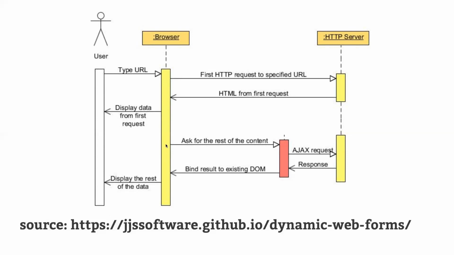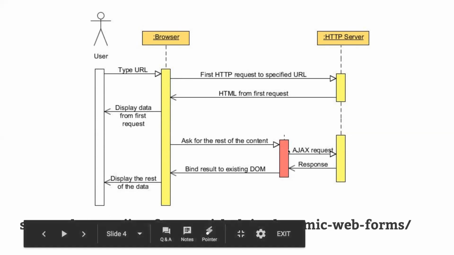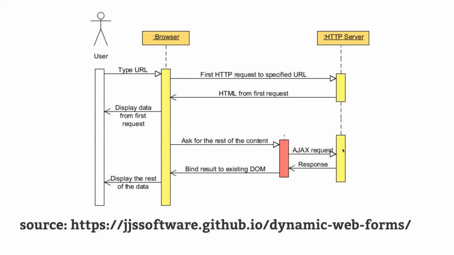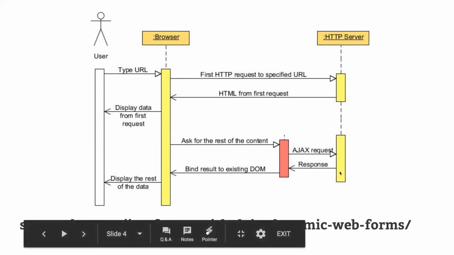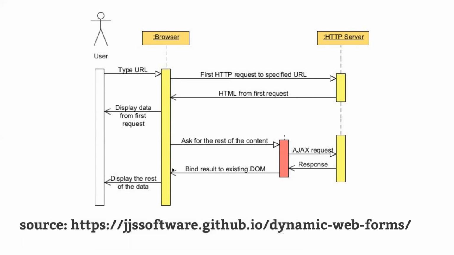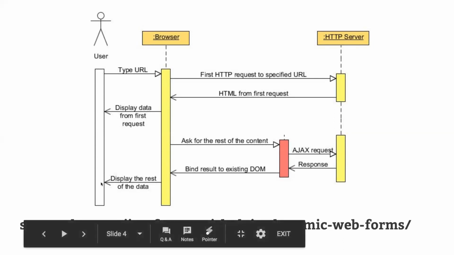And then this is sort of like the Ajax engine, where we're going to use fetch to make an Ajax request. The server's going to respond. Then we are going to update the DOM with whatever the result was. And then we'll display the rest of the data to the user.